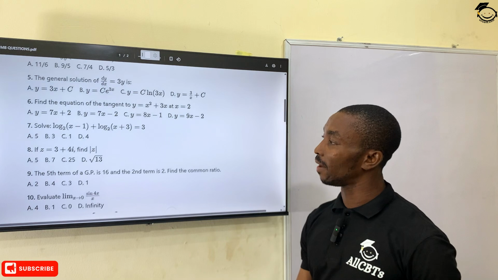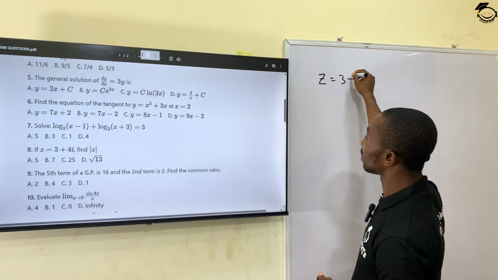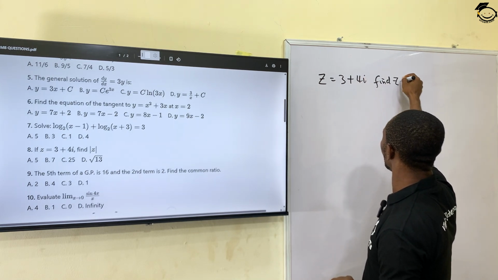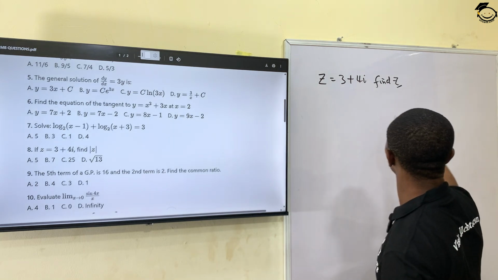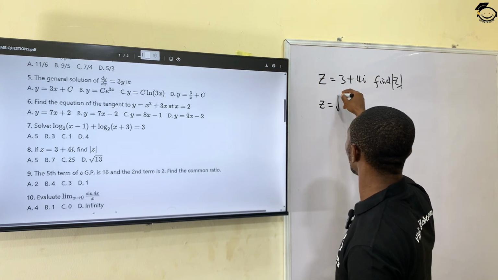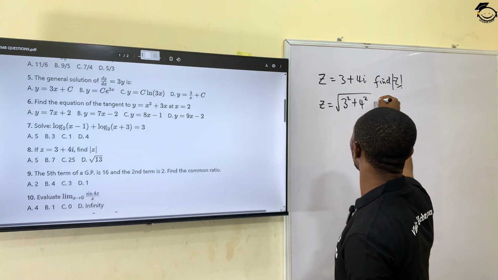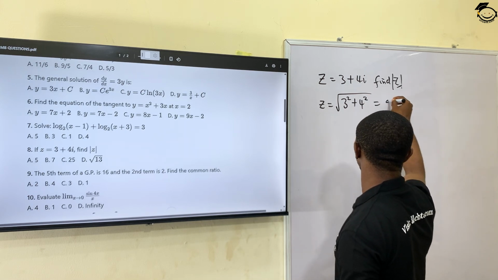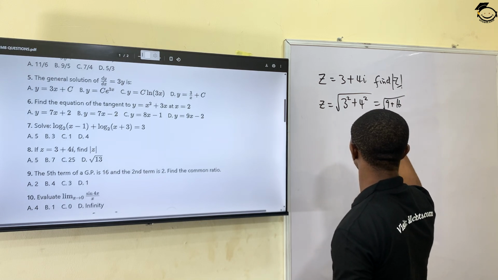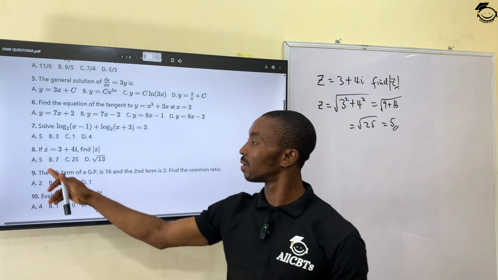All right, it says if z equals 3 plus 4i, find the modulus of z. So z equals root of 3 squared plus 4 squared, which will give us 3 squared, which is 9, plus 4 squared, which is 16, to give us root 25, which will give us 5. So our answer will be 5.